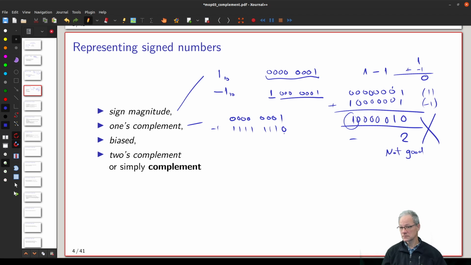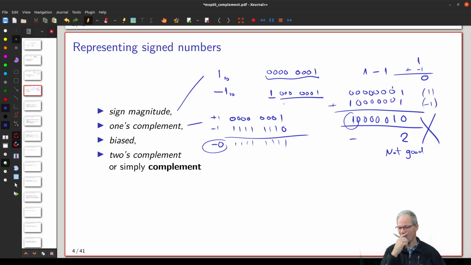So that could be one idea: if the number is negative, we just invert everything. That's a very fast operation. Shouldn't be a problem, right? But again, if we add these guys together, minus 1 and 1, then in this case we're going to get 1, 1, 1, 1, 1, 1, 1, 1, right? Which happens to be... What is it? Any idea? According to ones complement, it could be 0. It could be minus 0, right? Yeah. It turns out there is this weird thing, plus 0 and minus 0.